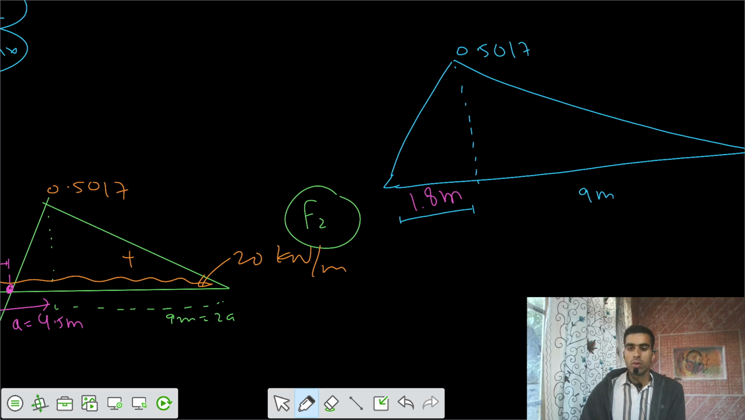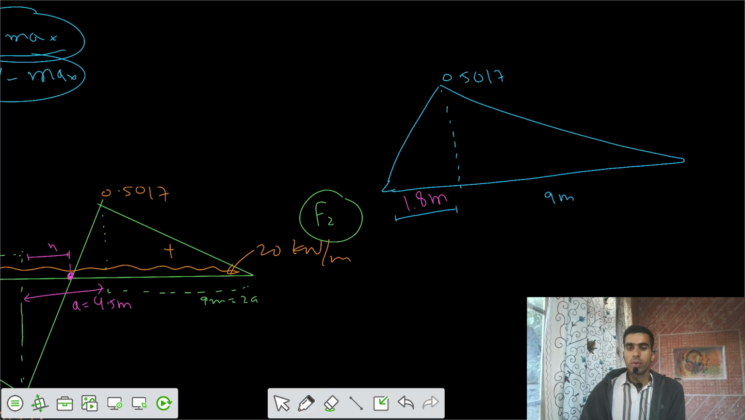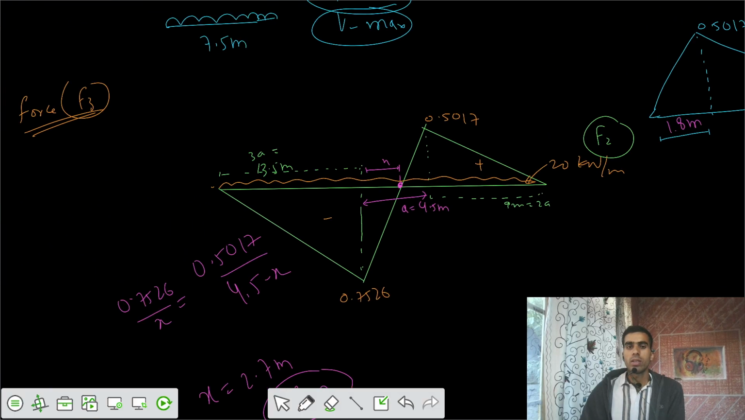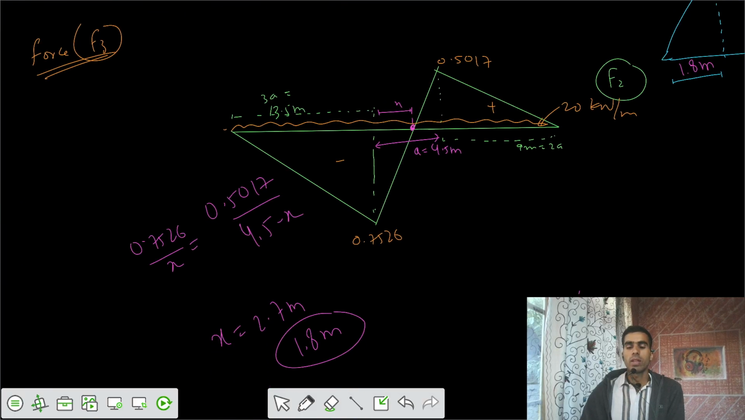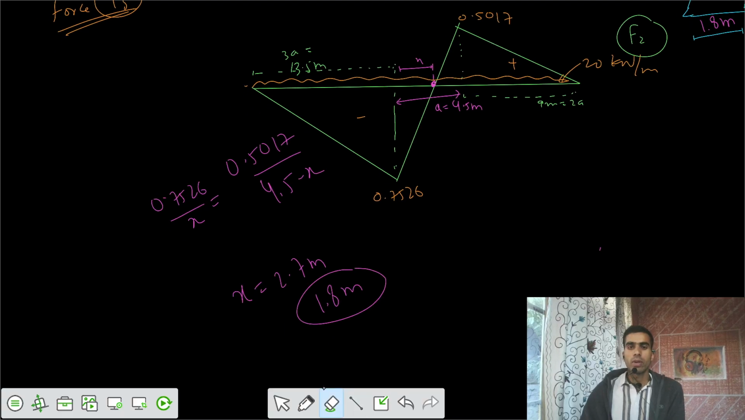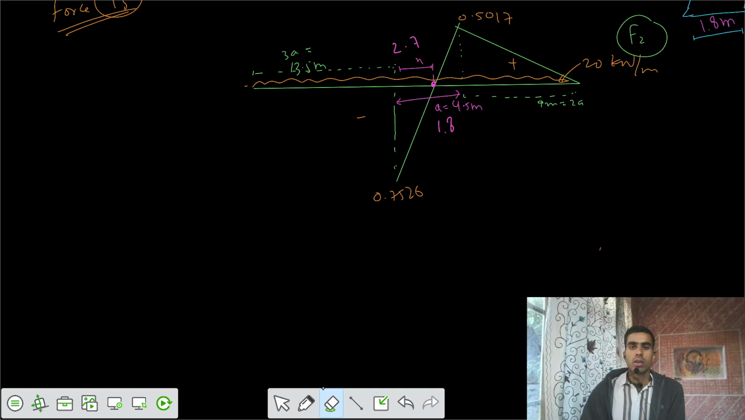Now because of the UDL, you have only one option. You have to place the load for the entire part. So because of the UDL, let's calculate. Let's say this is 2.7, this is 1.8. Because of the UDL, you have to calculate the effect for the entire length.